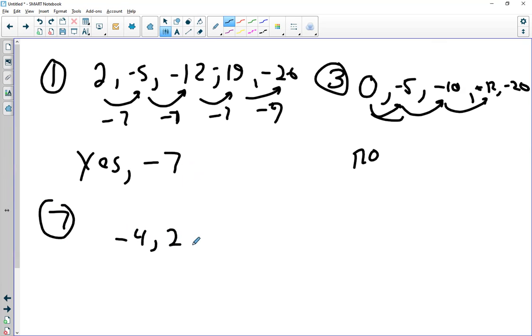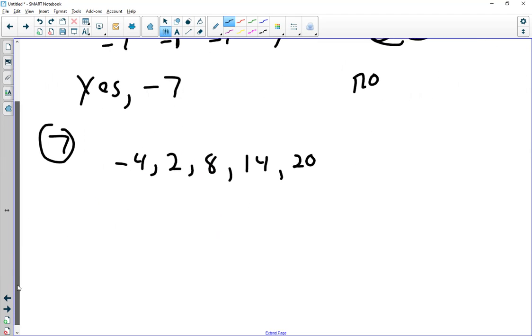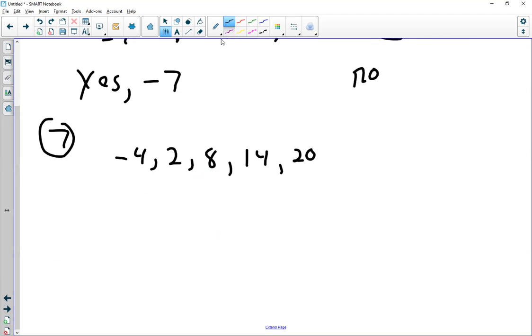-4. So it's first asking you to write the rule, then find the 10th term. Now the 10th term, you could technically just count up to 10. You're allowed to do that. But let's first find the rule, and then we're going to use the rule to find the answer.